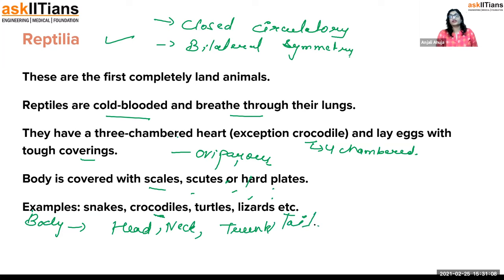Now let me think if any other point is left. I suppose that's done. You can just talk about that they are the true coelomates, and they have a well-developed body system. They have an organ system level of organization, which is a common thing in all chordates. You can mention they have a complete digestive system.